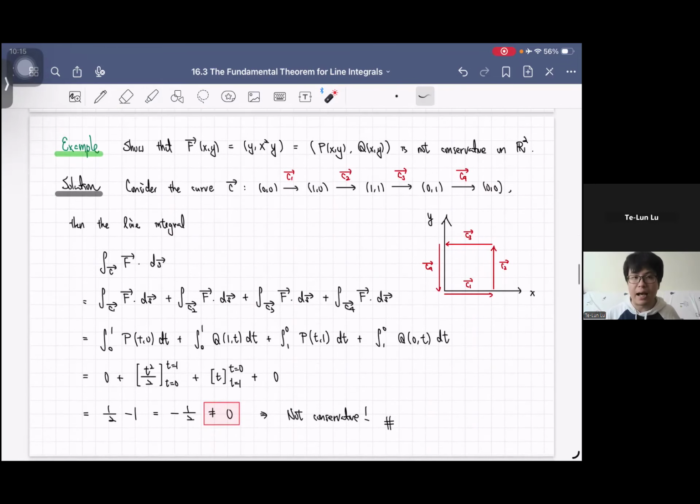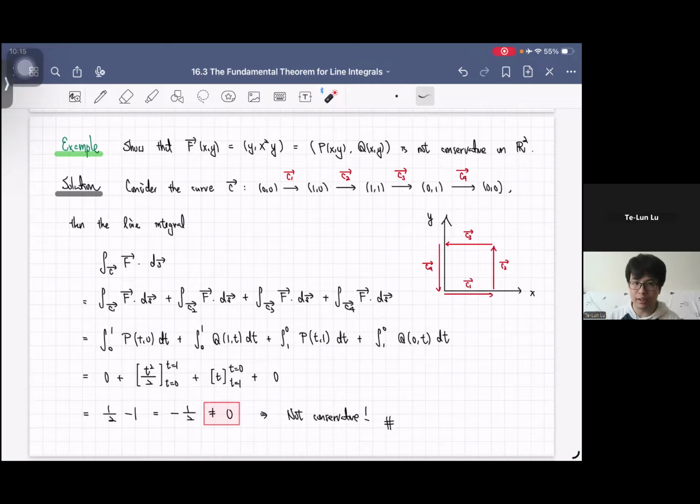So in this case, I ask you to show that this vector field is not conservative. It is given by y and x squared y, where in general we denote the first component by P and the second one by Q. I already claimed that it is non-conservative. So the thing you want to do is to evaluate, for example, this integral on two different curves, and they should give different values. Or you can compute it on a closed curve and show that it is non-zero.